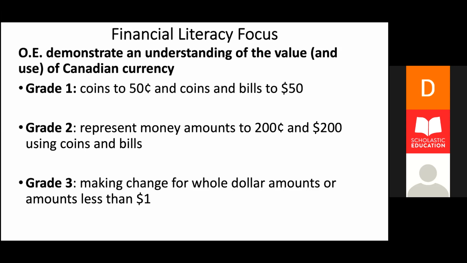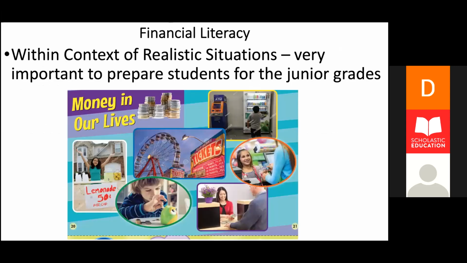Kids count and compare numbers up to 200. So they're doing money amounts up to 200 cents, just using cents, or $200 just using dollar coins or bills. Grade 3, they're working up to amounts up to $1,000, but they're also making change for whole dollar amounts. So there's a big change. Now, grade 4 is where they start working on how we can make transactions in money and whatnot.